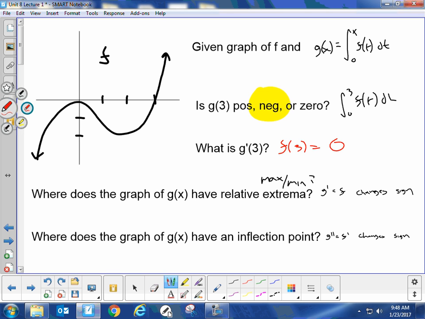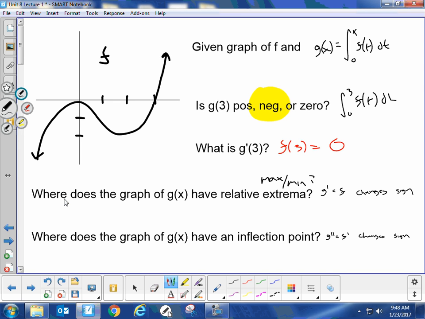Okay? Now, who can answer, raising their hand, where G has a relative extrema and if it's a max or a min? Or I'm just going to pick on someone. All right, Ms. Boyce, I'm going to pick on you. Excellent. X equals 3 and a min is correct.